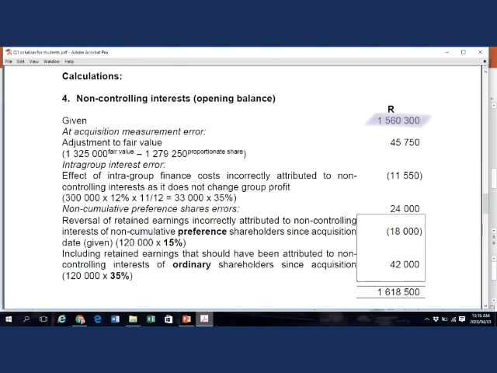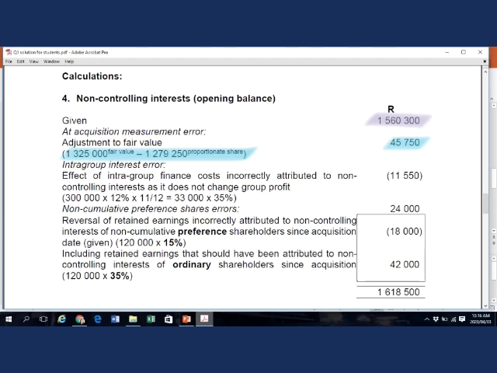NCI in ordinary shares were measured at their proportionate share instead of fair value at acquisition date. Therefore, NCI's balance has to increase with the amount of the difference between the fair value and proportionate share. The fair value of NCI is higher than the proportionate share amount. Therefore, the given NCI opening balance has to increase with this difference.